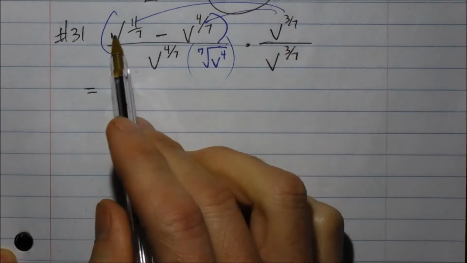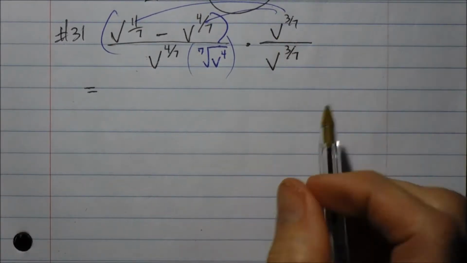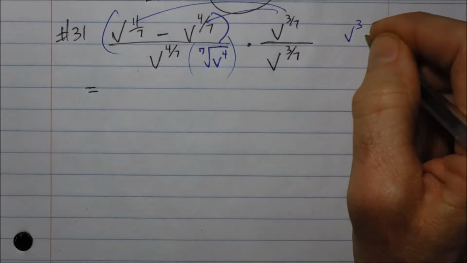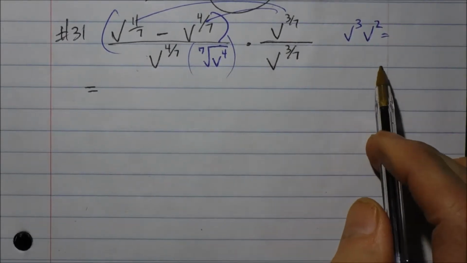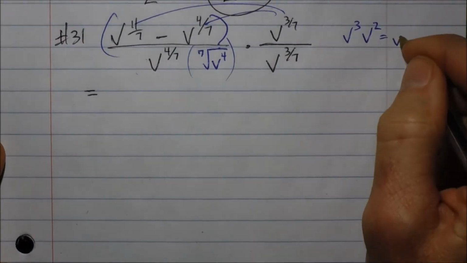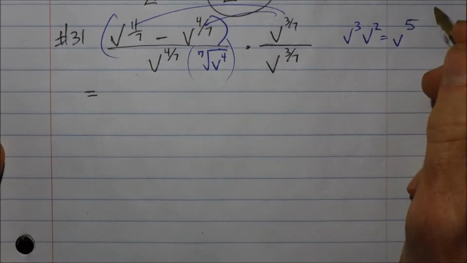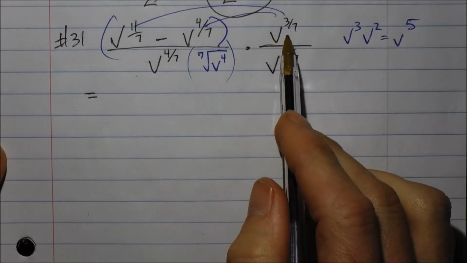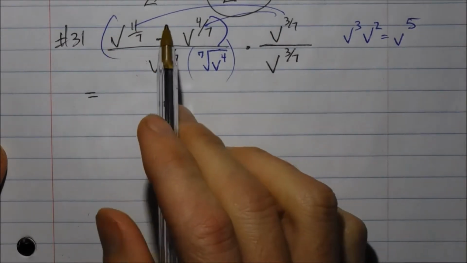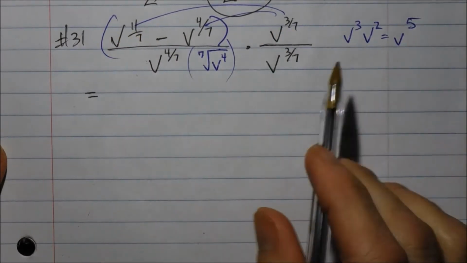Alright, so what's the rule? v to the 11/7 times v to the 3/7. If you ever forget, just backtrack. Do something simple like v to the 3rd times v squared. What is that? Let's just read it. The rule is add. Even though it's multiplication, the rule is you add the exponents.